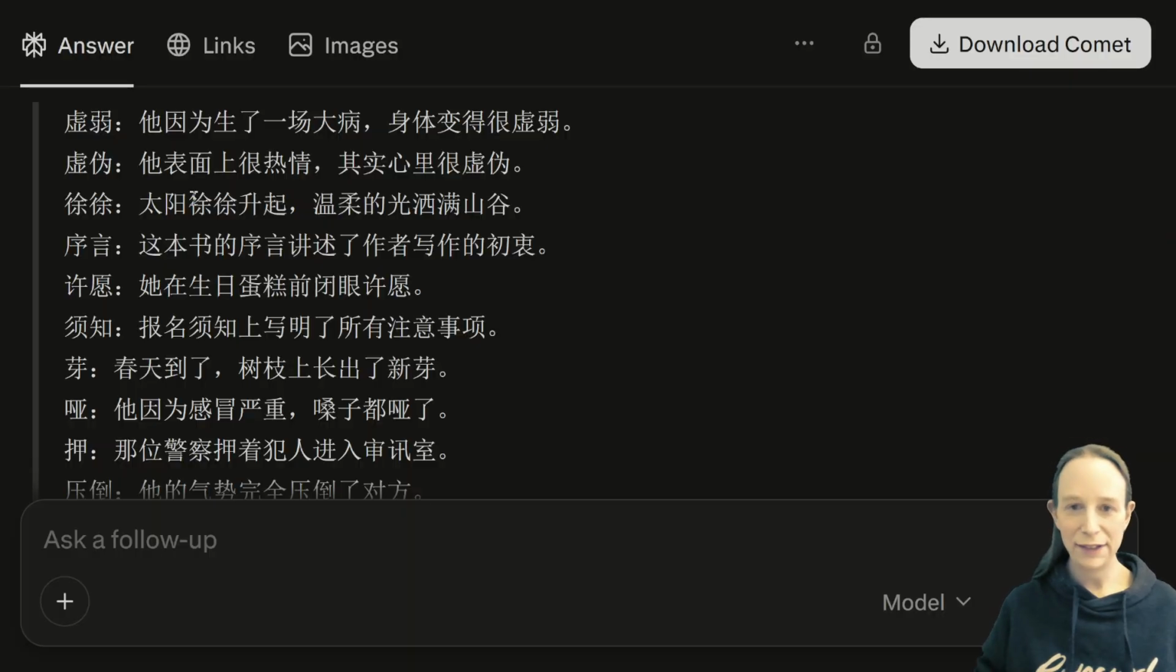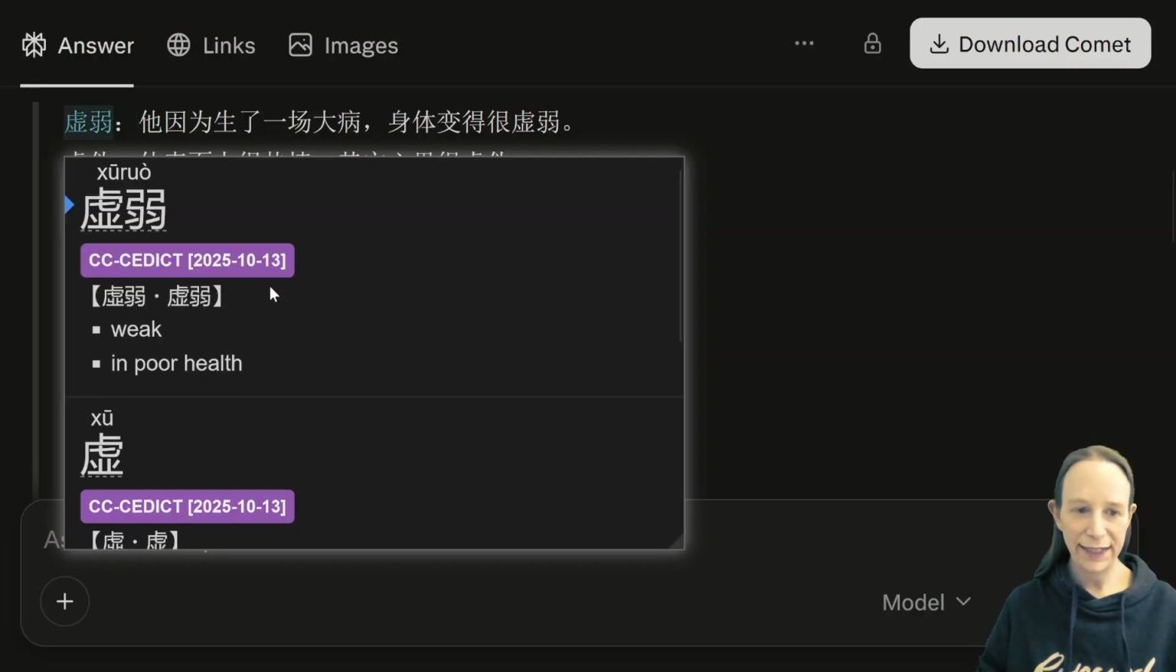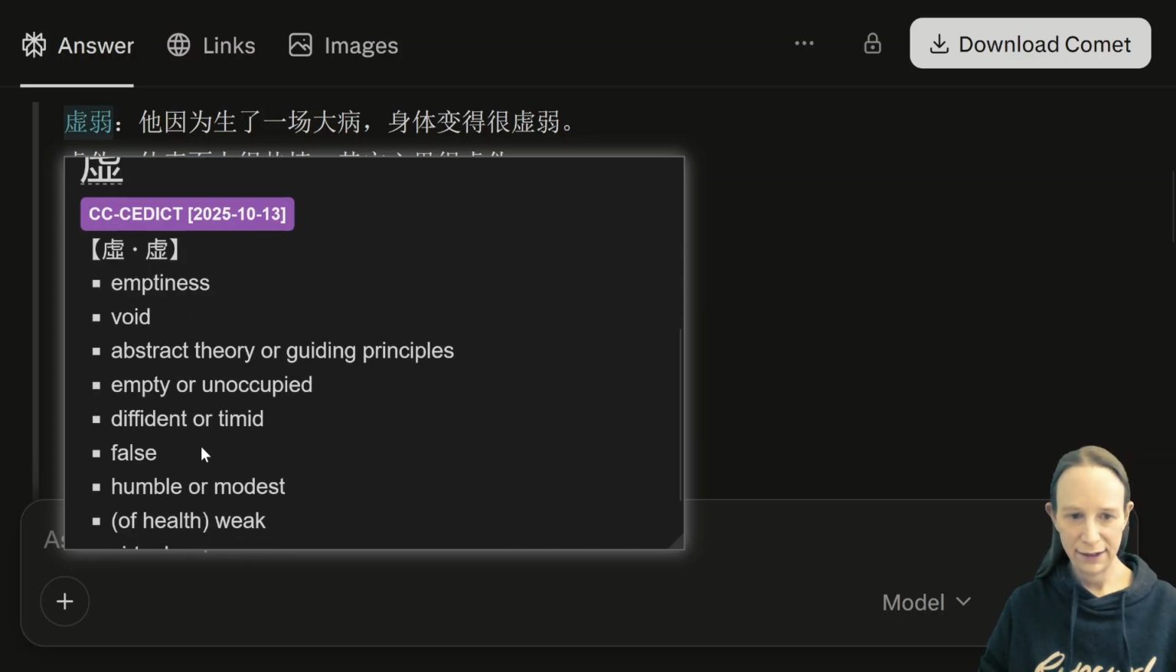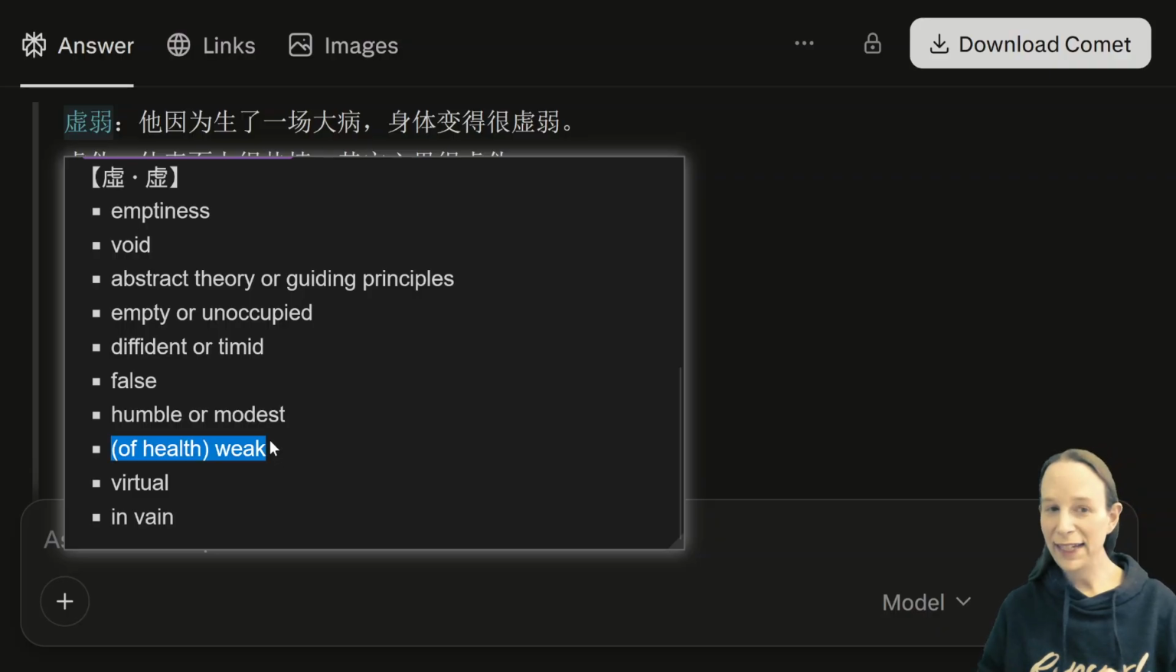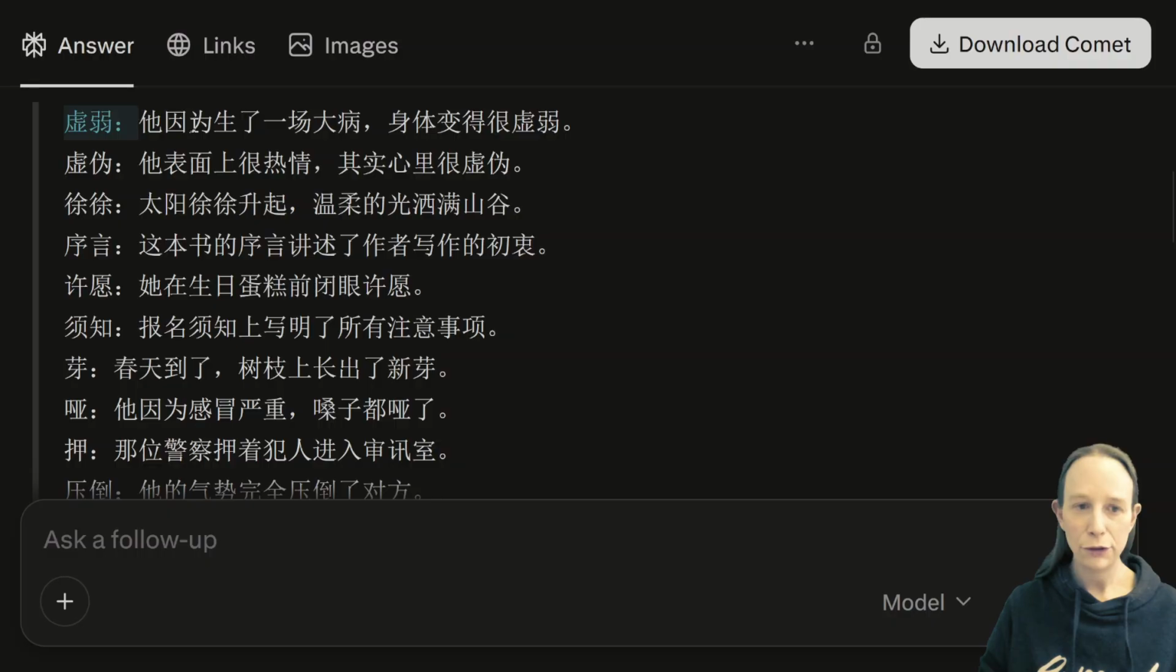Oh, okay. So this 虚 isn't like bony. It's frail or weak or something like this. 虚弱. What does the 虚 mean here? Okay. So there is a weak meaning of 虚. Yeah, 虚弱. So it's an adjective, 很虚弱. So his body is very weak after being sick. Okay. 虚伪, this is phony.